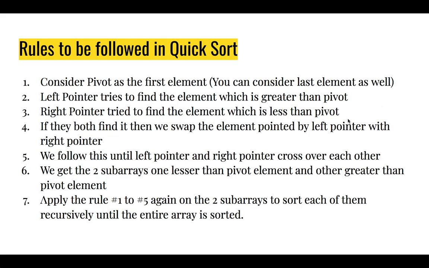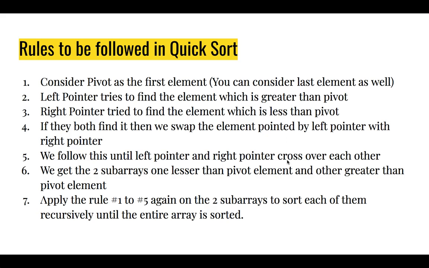Whatever I have discussed in the previous slide is what is being written here. Pivot element, I have considered the first one. The left pointer tries to find the element which is greater than the pivot. The right pointer tries to find the element which is less than the pivot. If they both find it, we stop those pointers and swap the element pointed by the left pointer with the right pointer and vice versa. Then we follow this until the left pointer and right pointer cross over with each other.